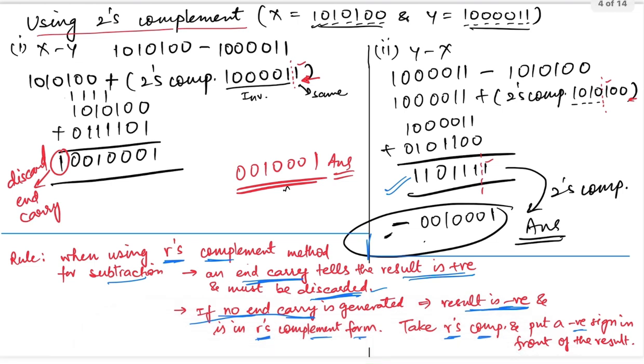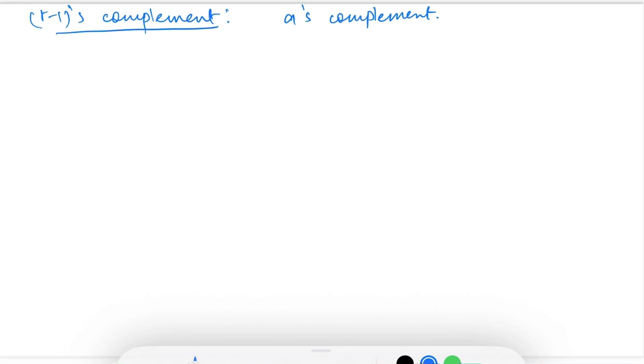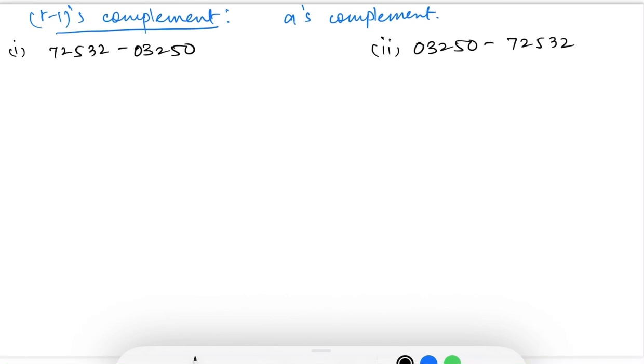Fine. Now moving towards the R minus 1's complement method for subtraction. That means we need to use 9's complement or 1's complement. So first we will take the 9's complement method. First one is 72532 minus 3250 and the second one is 3250 minus 72532. First make the digits equal. Place a 0 here, place a 0 here. Now 5 digits are there in both numbers.